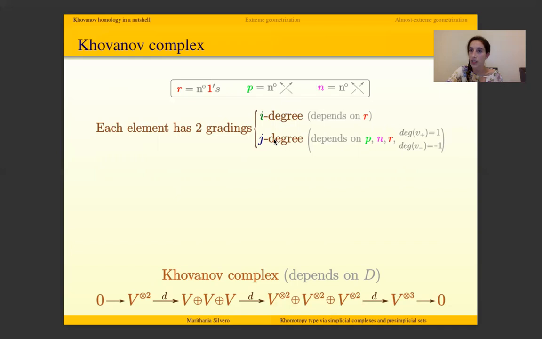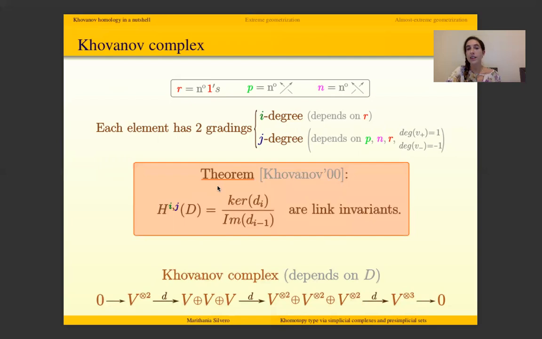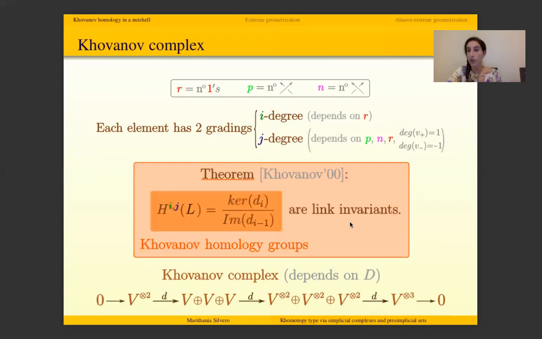So with that, we can take the quotient. And what Khovanov proved was that these homology groups here are link invariants. So they don't depend on the diagram, they depend just on the link. And these are Khovanov homology groups. So this is Khovanov homology in very, very few words. This is the definition.